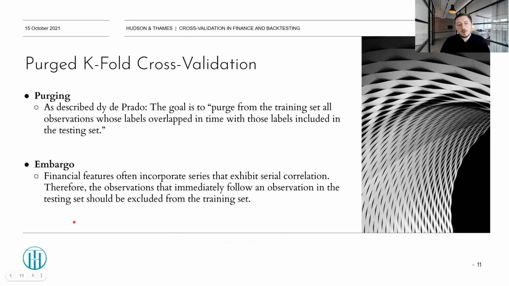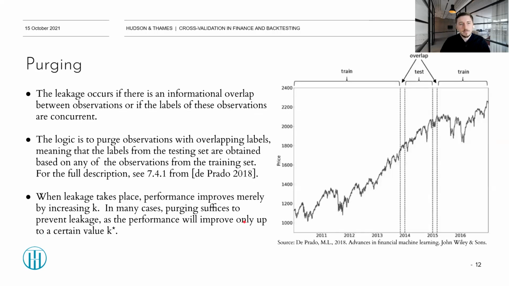Also, the idea of embargo. Financial features often incorporate series that exhibit serial correlation. Therefore, the observations that immediately follow an observation in the testing set should be excluded from the training set. So, additionally, if the training set comes after the testing set, some of the first observations from the training set have to be removed. And this process is called by de Prado an embargo.